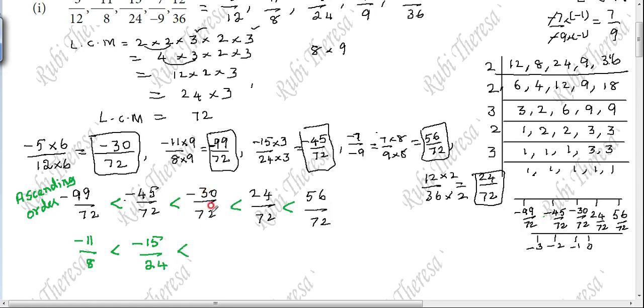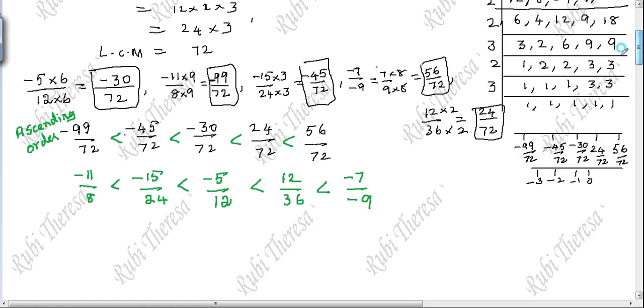Next one is minus 30 by 72. What is the number? Minus 5 by 12. 24 by 72, what is the number? 12 by 36. 56 by 72, what is it? Minus 7 by minus 9, because in the problem they have given it like this. Understand? If you don't want to put the symbol here, no problem.